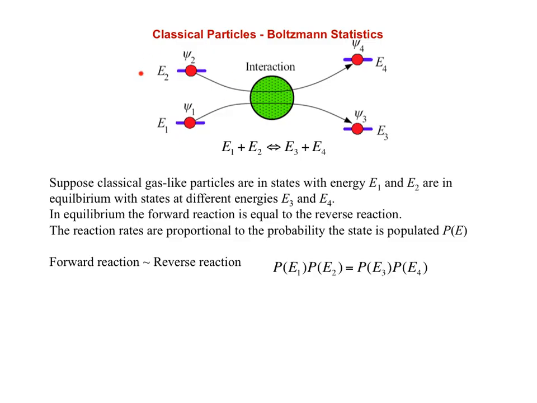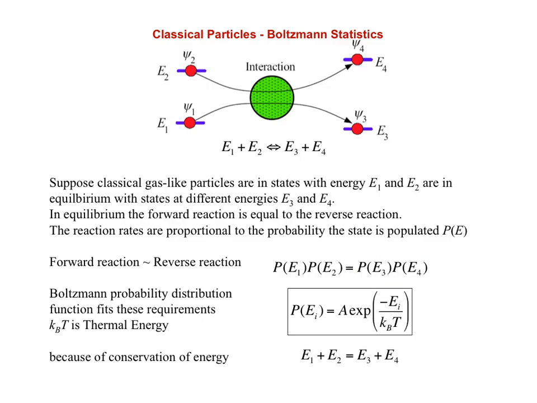For a reaction of two species, the forward reaction depends on the probability of finding a particle in each of the reactant species at the same time, which leads to the product of the probability of finding the particle in each of the individual states. For the forward reaction to be equal to the reverse reaction, we then have the probability of finding the state in E1 times the probability of finding the state in E2 equals the probability of finding the state in E3 times the probability of the state in E4.